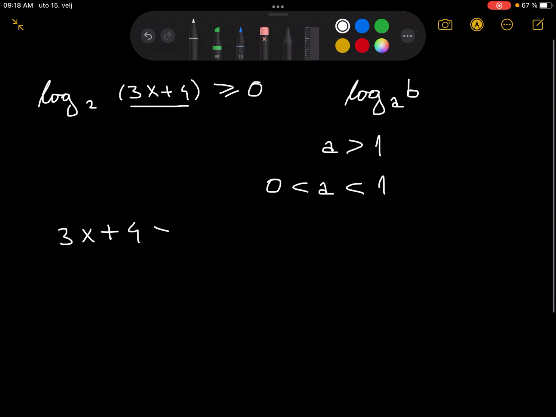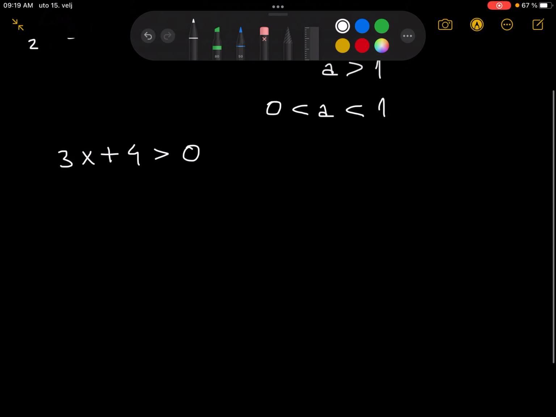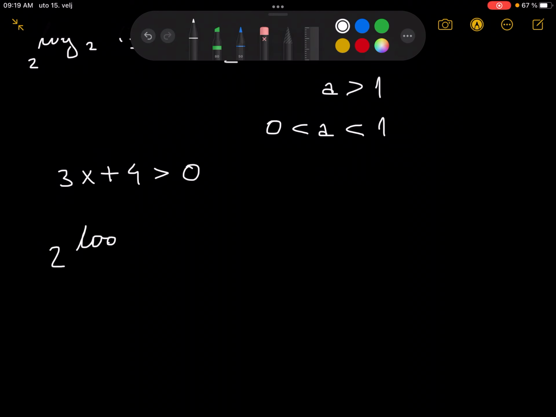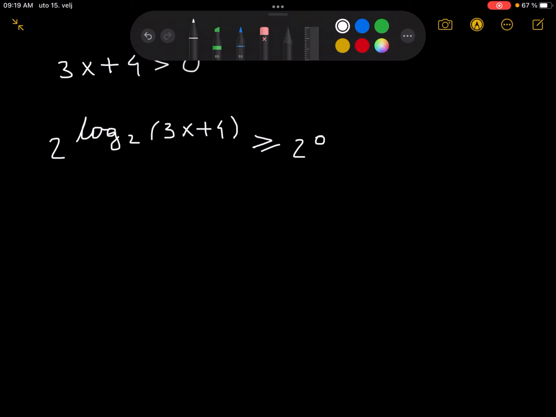So 3x plus 4 is greater than 0, and when we take e to the power of these two sides, okay, not e, but 2, we have to put 2, the same number as the base. So we'll get that 2 to the power of log with base 2 of 3x plus 4 is greater than or equal to 2 to the 0 power. Okay, and this will give us that 3x plus 4 is greater than or equal to 1.